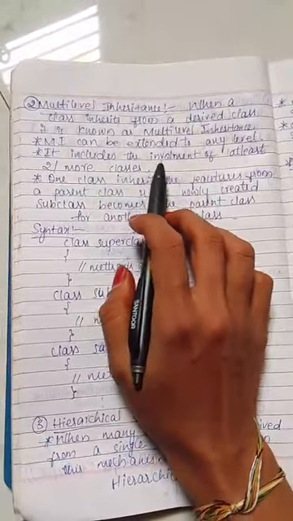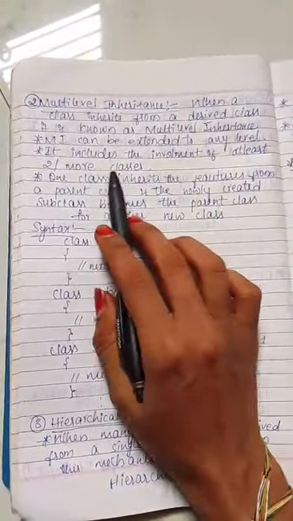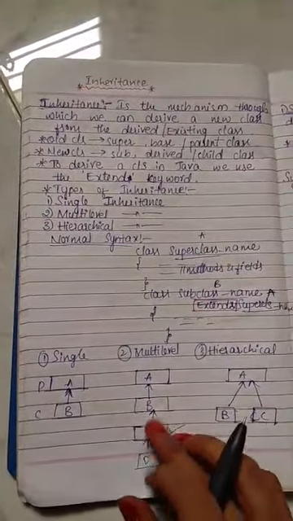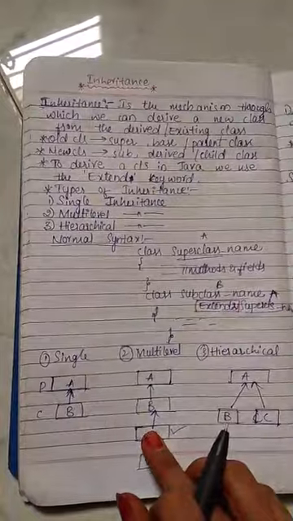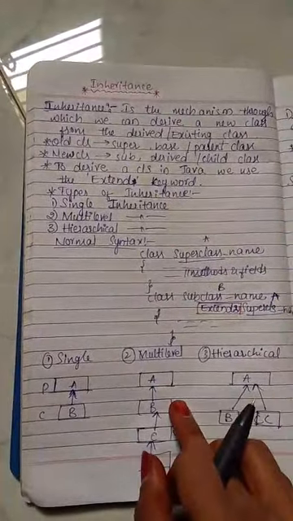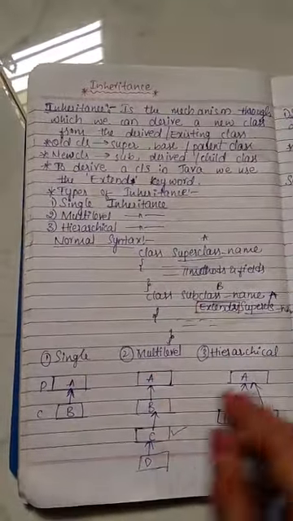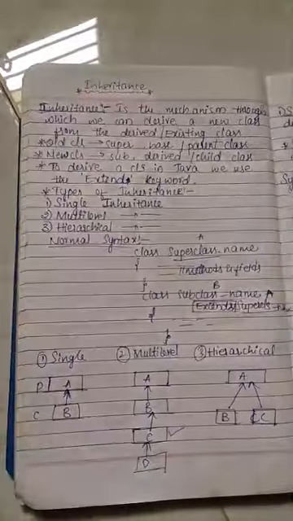It includes the involvement of at least two or more classes. Here we can see at least two or more classes are there. Multi-level inheritance.